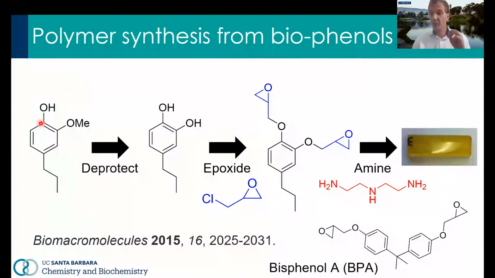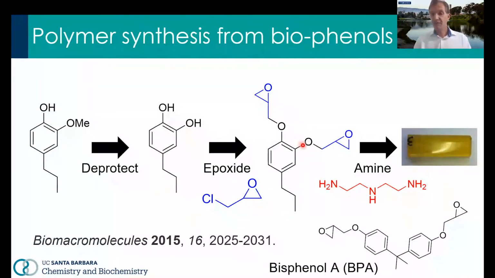I want to show you here with one of the products, this propylguaiacol or dihydroeugenol that I showed you we make from our palladium zinc catalysis from lignin. You could deprotect the methoxy group to make this catechol, and by using epichlorohydrin, which by the way is petroleum-based, but there's a company now in Thailand that actually makes epichlorohydrin from biomass. So epichlorohydrin can be bio-based, and you make this diepoxide.